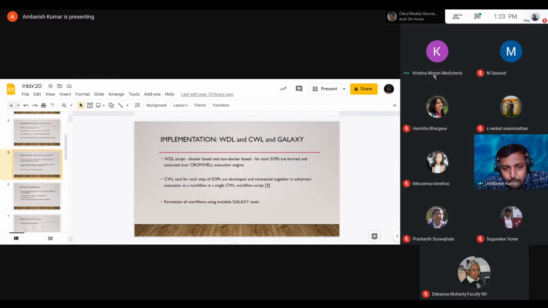We have formed separate Docker-based and non-Docker-based WDL scripts for each SOP, and we have executed each WDL script over the Cromwell execution engine, which supports Docker as well as non-Docker runtime environment. CWL tool for each step of SOPs are developed and connected together for the sequential execution as a workflow in a single CWL workflow script.